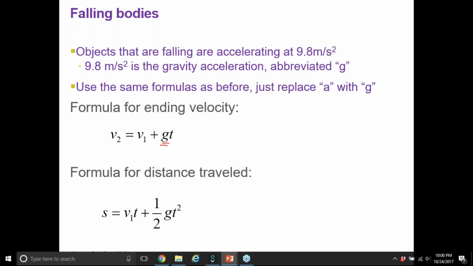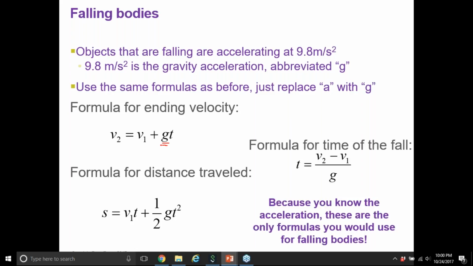Formula if you're solving for distance traveled in a certain amount of time. Again, an object falls for a certain number of seconds and you want to know how many meters did it fall. This is the formula to use. And our third one is the amount of time of the fall. Based on how fast it's going, an object's falling and it ends up moving at a certain speed, how many seconds did it take to get to that speed?